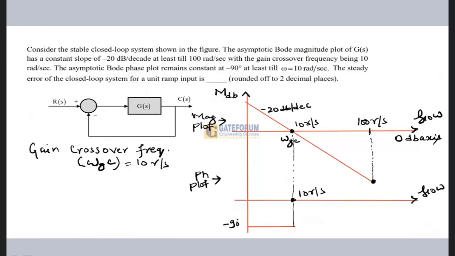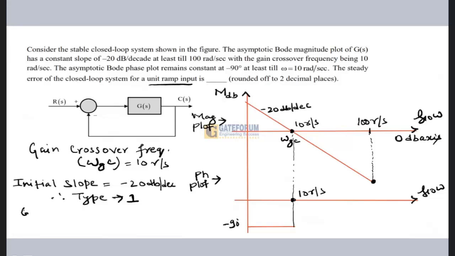Now you know that the initial slope has been given. So the initial slope is minus 20 dB per decade. This indicates that the type of the system is 1, and for the type 1 system, they have given a unit ramp input. So the given input is unit ramp.